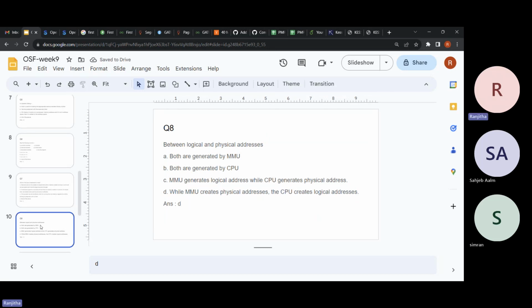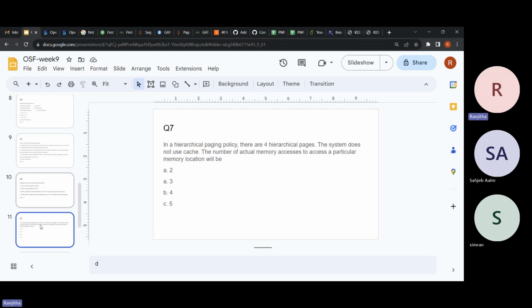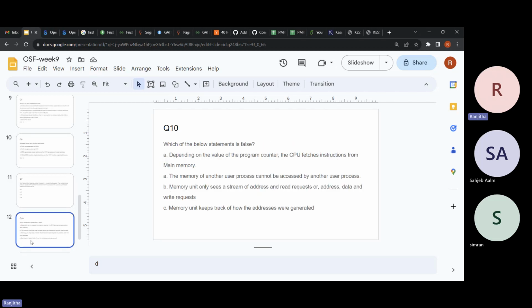So now the next question. In a hierarchical paging policy, there are 4 hierarchical pages. We can skip this because this is not handled in the class. So let's skip this question. Hierarchical paging, I think sir will cover it in the upcoming lectures next week.